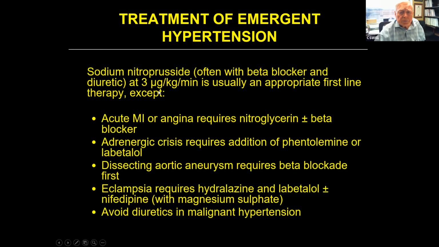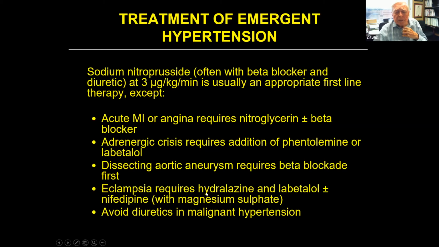So finally, nitroprusside is often chosen because it's very reproducible, but you should avoid it in acute MI or angina because it causes reflex stimulation of the heart, and nitroglycerin, a beta blocker, is preferred. In an adrenergic crisis, such as pheochromocytoma, labetalol is often a good choice. Phentolamine is a pure alpha blocker, but labetalol or carvedilol work well. Dissecting aortic aneurysm requires a beta blocker first.